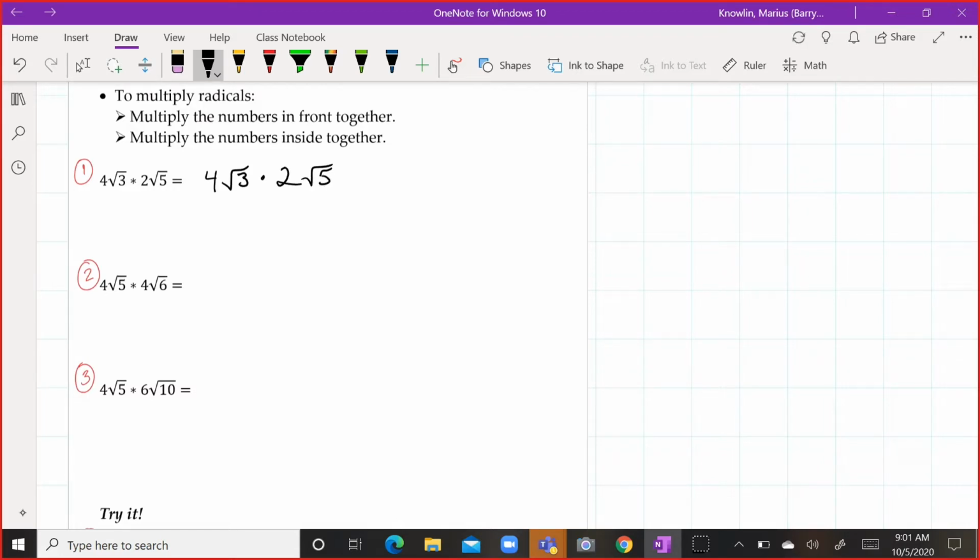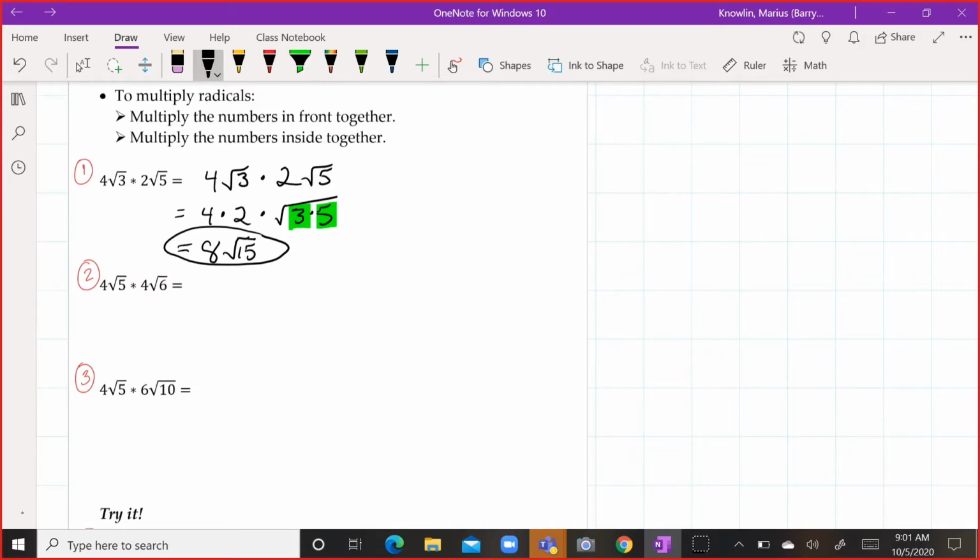Now the next step, using the commutative property of multiplication, we can regroup these things. So we can do 4 times 2 times the square root of 3 times 5. And then from there, we just write our final answer. This is going to be 8 square root 15. The reason that this is our final answer is because we can't take the square root of either one of those numbers. So we just go ahead and multiply them and write our final answer.